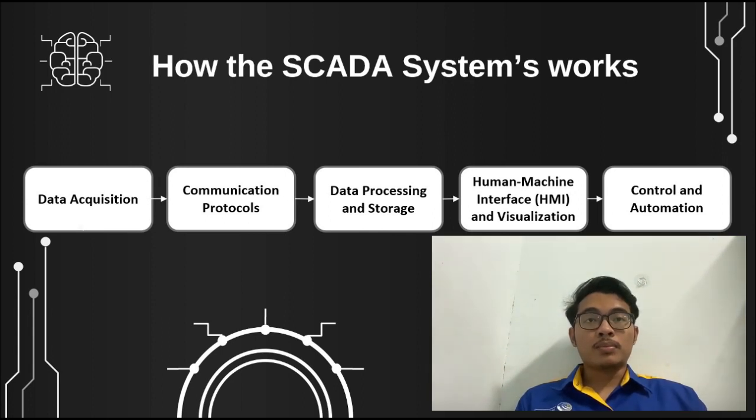Next is human-machine interface and visualization. The SCADA system provides an HMI, which serves as an interface for operators and engineers. It displays real-time data, alarm threats, and graphical representation of the industrial processes. Operators use this HMI to monitor operation, identify threats, analyze historical data, and receive alerts about abnormal conditions.